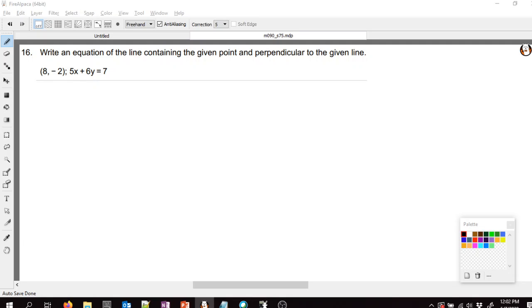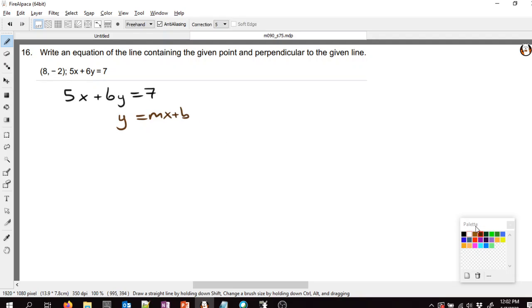Write an equation of the line containing a given point and perpendicular to the given line. All right. So once again, we're looking for something perpendicular. And we're given the line 5x plus 6y equals 7. And I want to get this into slope-intercept form, y equals mx plus b form, so that I know what slope to use.